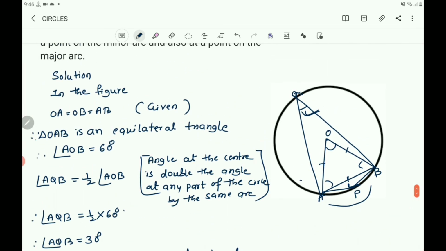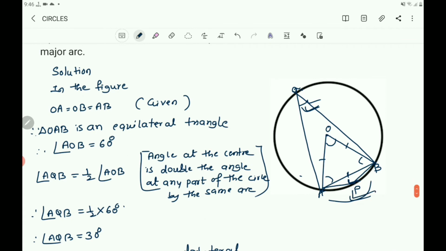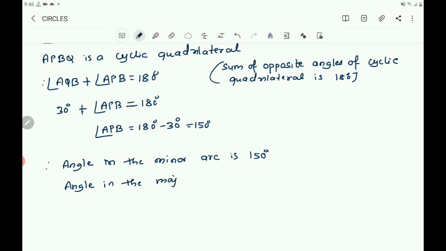So angle in the minor arc is 150 degree and angle in the major arc is 30 degree. So write, angle in the minor arc is 150 degree, angle in the major arc is 30 degree.